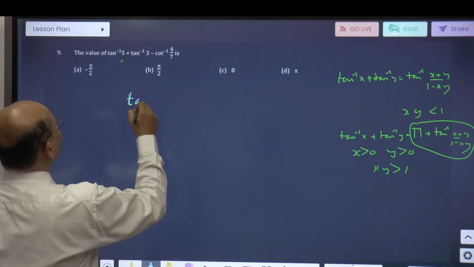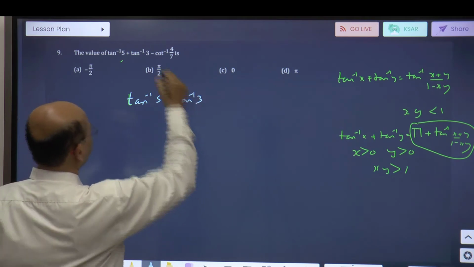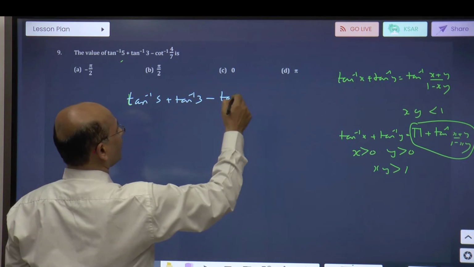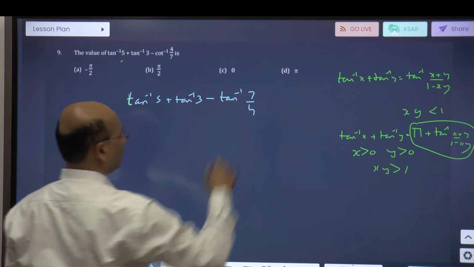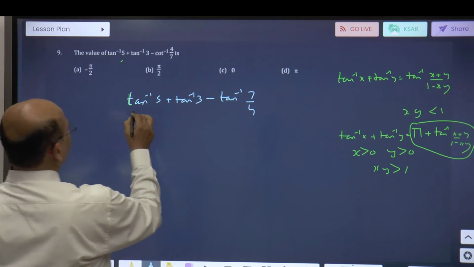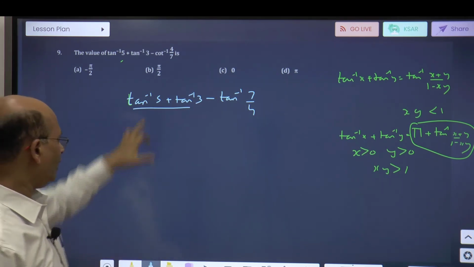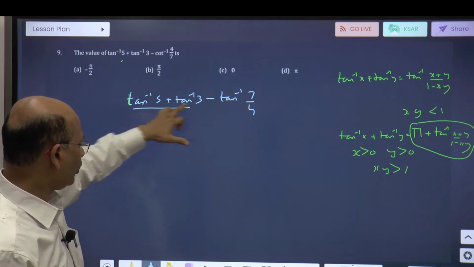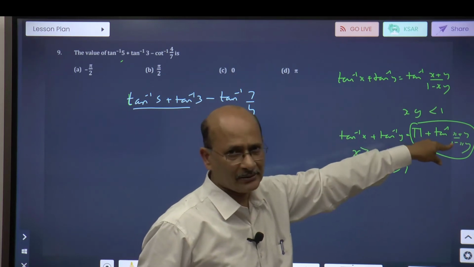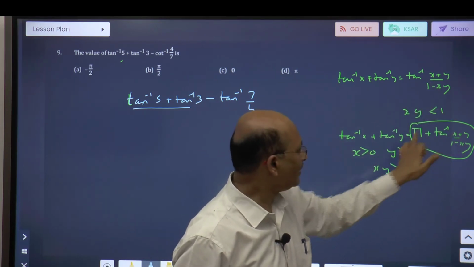This was tan inverse 5 plus tan inverse 3, this minus cot inverse x, which you can write here as tan inverse 7 by 4. Cot inverse of tan, okay. So if you look at tan inverse 5 plus tan inverse 3, what you understand from here is x is greater than 0, y is greater than 0. So you have to use this formula, pi plus. Otherwise in all the cases you use this formula. It's the same formula, just add pi.